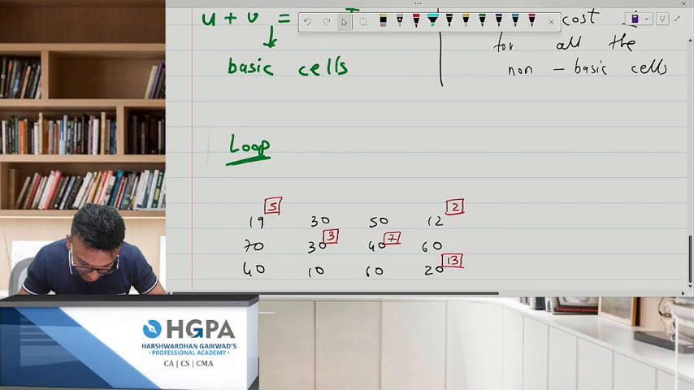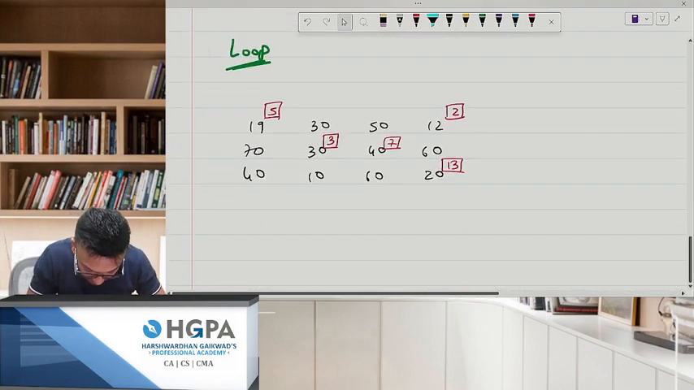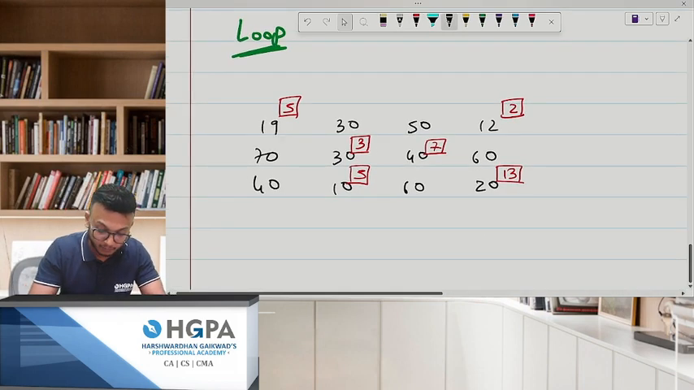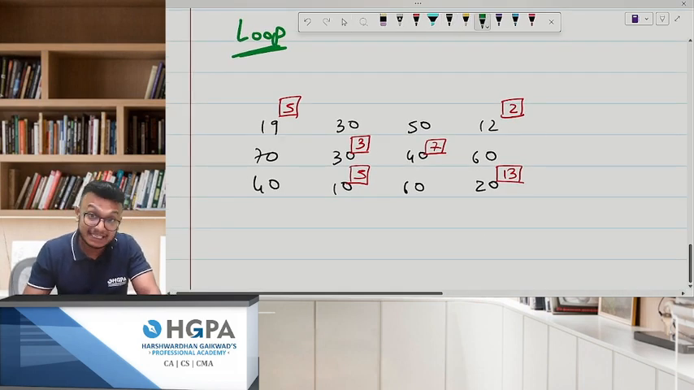And one more is what? 8 minus 3. This will be 5. See, 3, 4, 5, 6. 6 are there. Now you have to perform U plus V again, and check whether it is optimal or not.